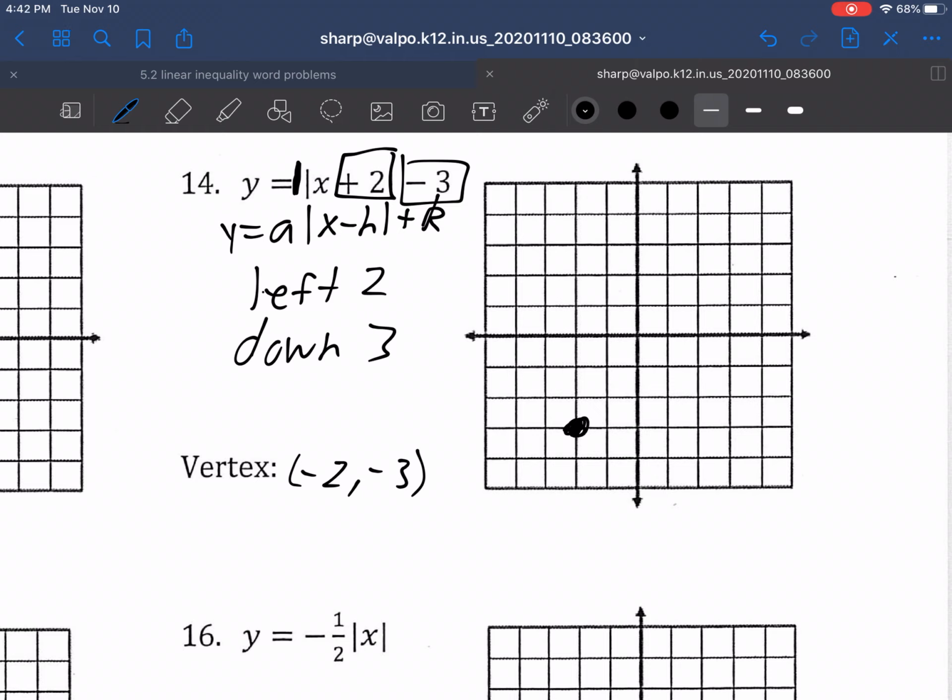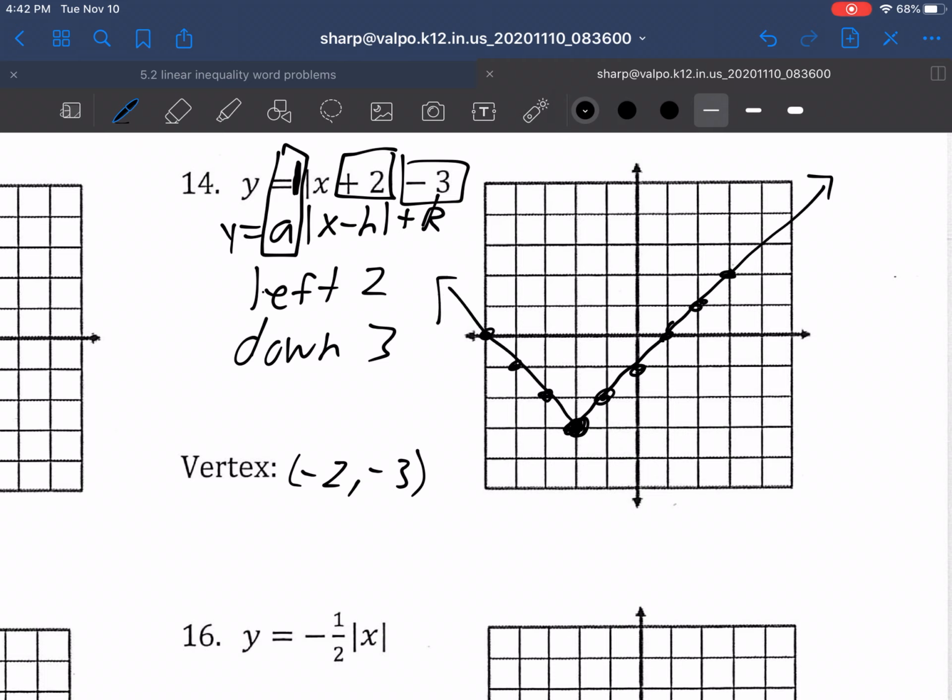And then you could slope by the a value, which is right here. A value is 1. Rise, run, rise, run, rise, run, rise, run, rise, run, and backwards. Rise, run, rise, run, rise, run. So you'll see you get a nice constant V, which is exactly what your graph should look like.